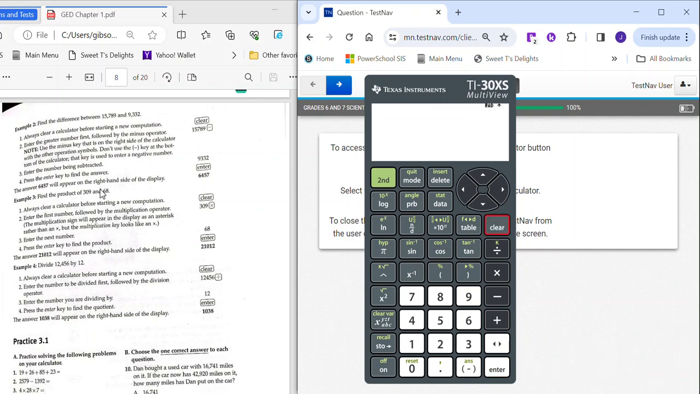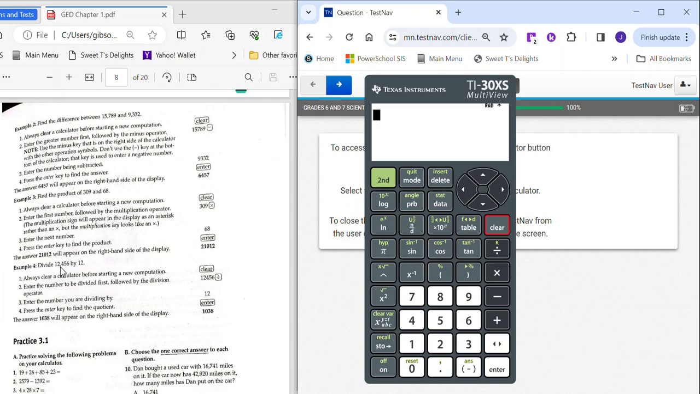Now we go here to example 3. We'll press clear. It says find the product of 309 and 68. Product means multiplication. So we will do 309 times, and then we will have 68 and enter, and it gives us 21,012, which is our final answer. And we know the product is the answer of a multiplication problem. So we'll clear this out. Then we will go to example 4.